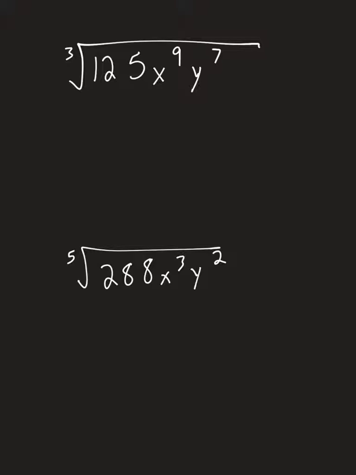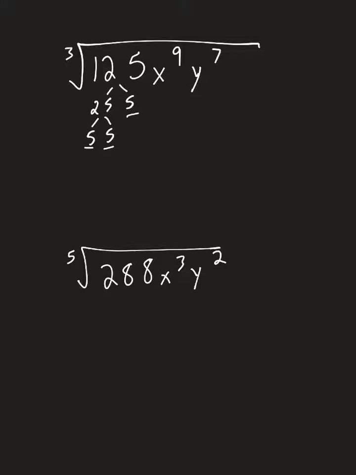Alright, in this video we're going to review how to simplify radicals. So this first example, I've got the cube root of 125 x to the 9th y to the 7th. So I'm going to break down the 125. That's 25 times 5, and 25 is 5 times 5, so those are all prime.